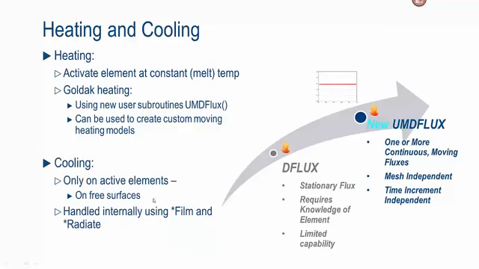The convective and radiative cooling we already talked about. So they are activated on active elements only, obviously, on the exterior surfaces as they evolve. And the keywords remain the same: star film, star radiate, except there are new load type labels to designate that they refer to applying those on evolving surfaces.